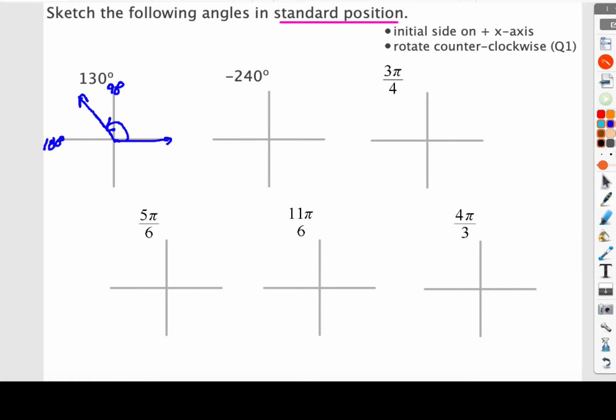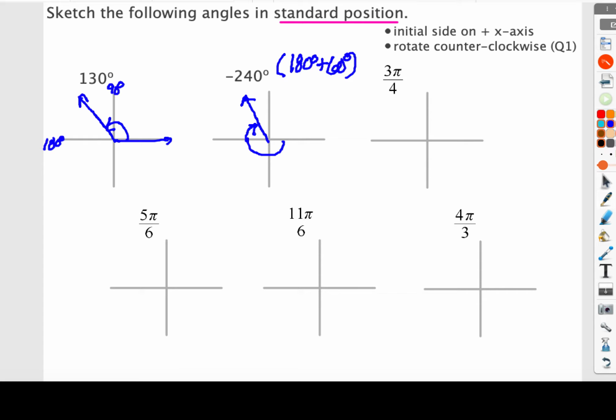Well, 240, same idea. I would think, okay, well, 240 is 180 plus another 60, right? If I think about it, 180 degrees plus 60 degrees would be 240 degrees. So let's go negatively, so we're going to go backwards. 180 plus another 60, right? Not quite 90. But I would put us right about there, and that's a pretty good plot of negative 240.